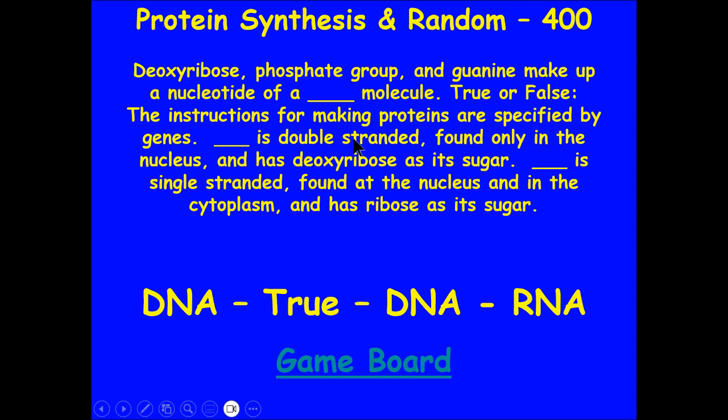DNA: deoxyribose, double-stranded, only can be found in the nucleus. RNA: ribose, single-stranded, and it can be found in the nucleus where messenger RNA is made, and in the cytoplasm at the ribosome where proteins are made.